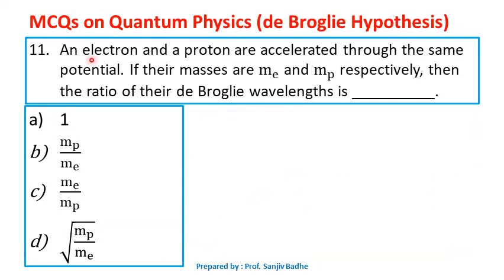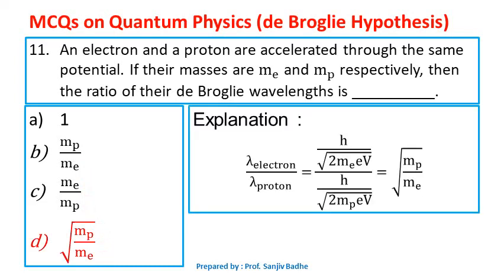Next one, an electron and a proton are accelerated through the same potential. If their masses are me and mp respectively, then the ratio of their de Broglie wavelengths is, the options are 1, mp upon me, me upon mp, and square root of mp upon me. Again, to find the ratio here, we will use the de Broglie relation.